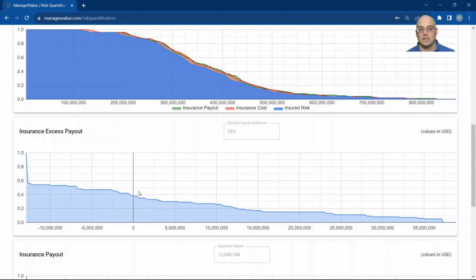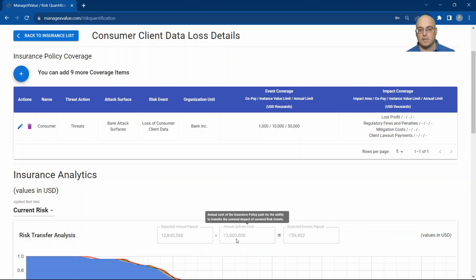This shows here, in this case, for the specific risk event, that there is only a 38% chance or likelihood that in any given year, the insurance provider will pay out more than the fee that is paid for that specific insurance. However, even though it is a relatively low chance for an excess payout, the amount of excess payout could be pretty significant. It is because the cost of the insurance is $13 million, while the potential maximum annual coverage is $50 million.